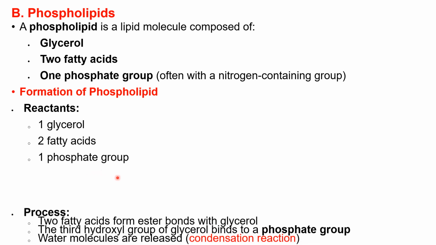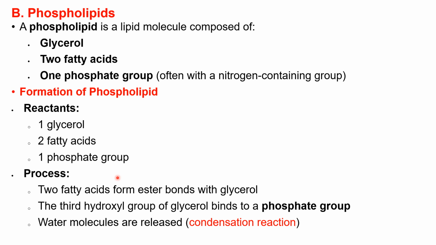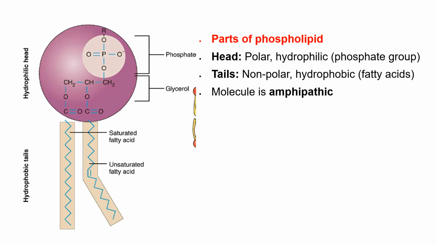Here, the process is that 2 fatty acids form ester bonds with glycerol, and the third hydroxyl group of glycerol binds to the phosphate group. In this process, a water molecule is released. That is called a condensation reaction. Then let us see the parts of phospholipid.